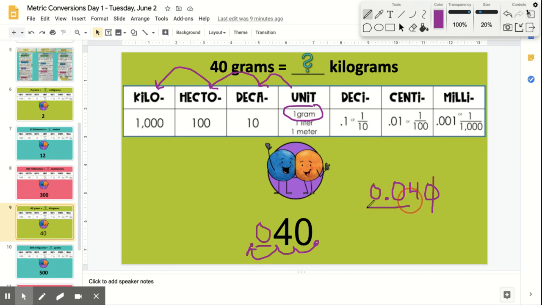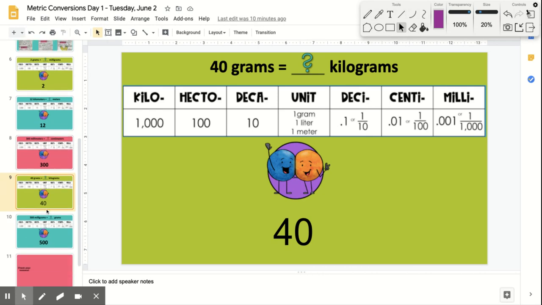So how I would say this answer, I would say 40 grams is equal to 0 and 40 hundredths kilograms, because the 4 is in the hundredths place. Tenths, hundredths, thousandths. So 0.04 final answer. But again, if you kept the 0, that's okay. All right, and then the last one, I believe.